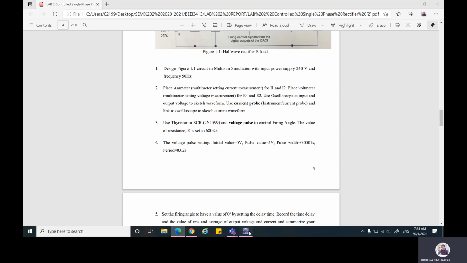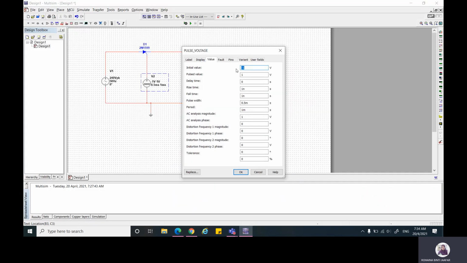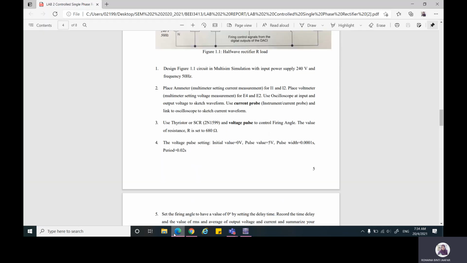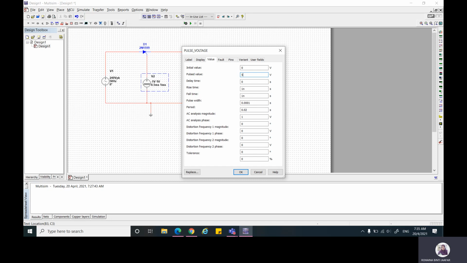So first set all your voltage pulse settings here. Initial value is 0. Okay, double click this and then initial value is 0. Pulse width is 0.0001. Period is 0.02. And then what else we need to set? Pulse value is 5 volt. So these are the settings you have to set at your pulse voltage.